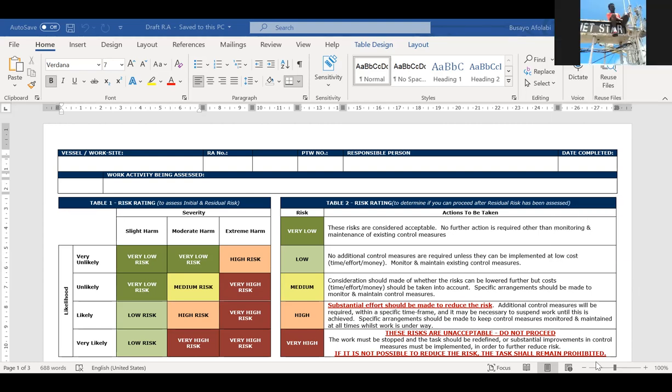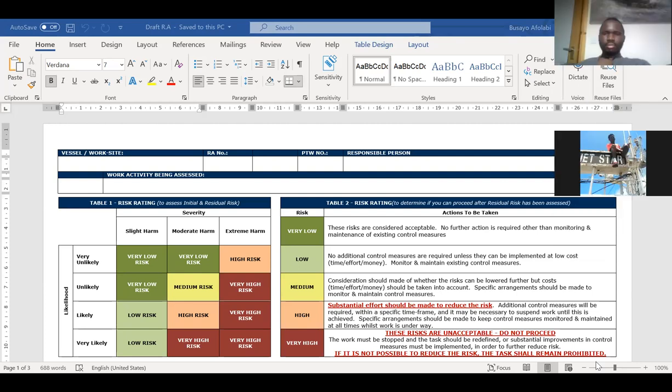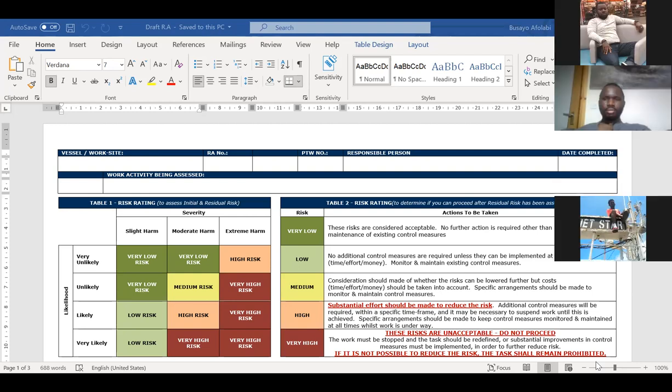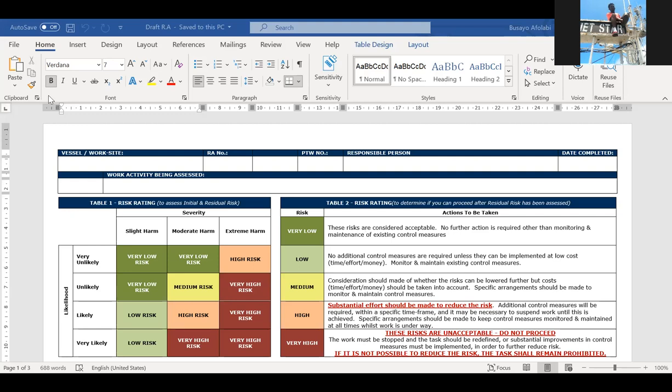So we have a prototype of a risk assessment here. I think we can all see the prototype shared, correct? Yes, sir. I can see. Okay, good. From what we have here, the first thing on the left corner at the top is the vessel or work site, which can be any, depending on the vessel you are on. So you have to put in the name of the vessel.